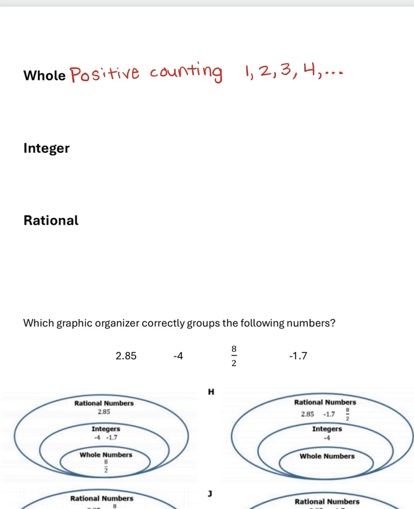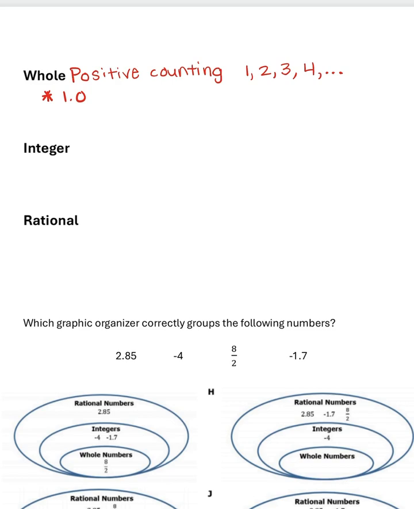So the way they're going to try to trick you is they're going to add a decimal. So like if I had 1.0, that decimal doesn't really count because it's still one whole. Okay, so whole numbers cannot have decimals or fractions.